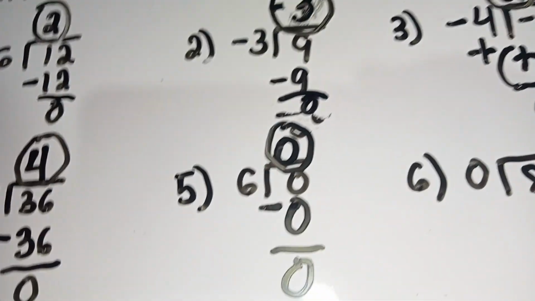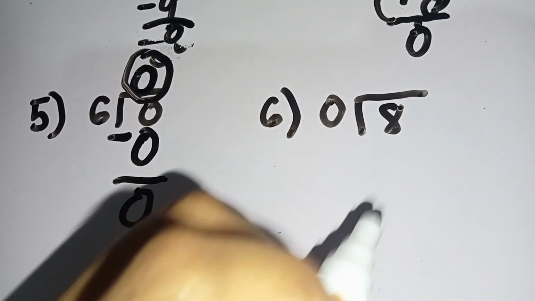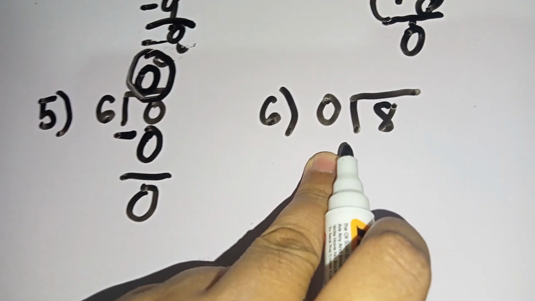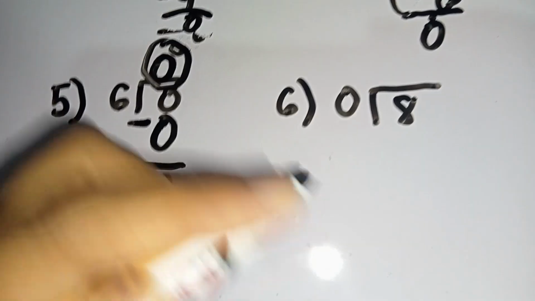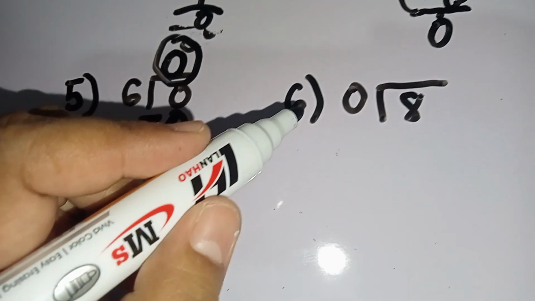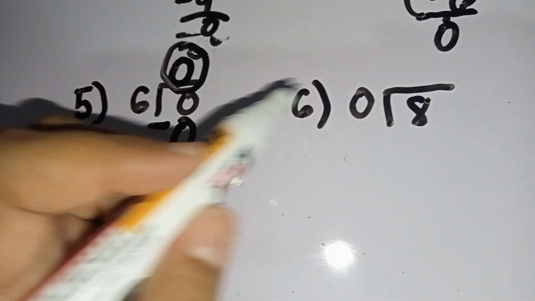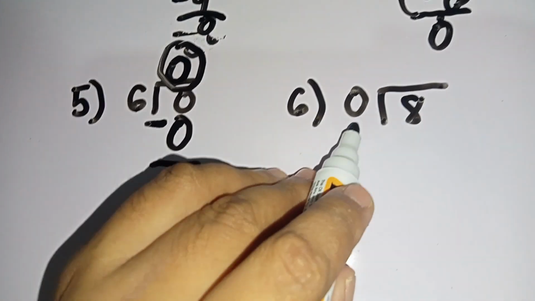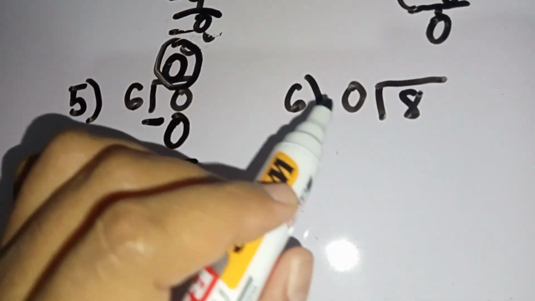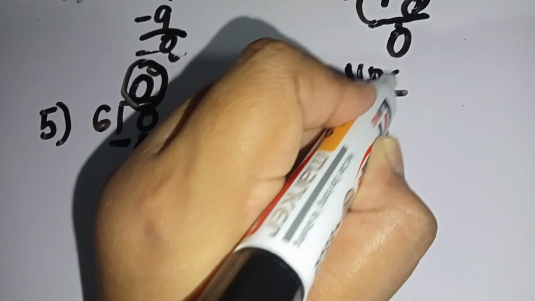Okay. Next, number 6. 8 divided by 0. So, this time, our divisor is 0. In the definition of division, the divisor must be a positive or negative real number. So, since 0 is not a positive nor a negative number, therefore, 8 divided by 0 is undefined.